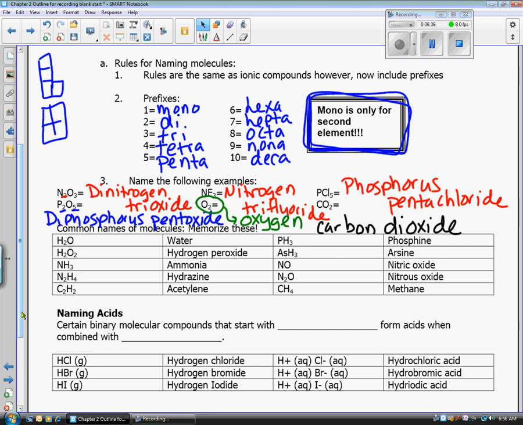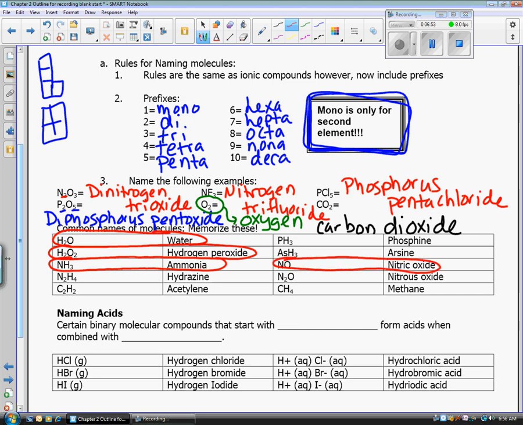Now here's some common names of molecules. You don't have to memorize them all, because you don't use them all that much. But I do want you to know water is H2O, hydrogen peroxide is H2O2, ammonia is NH3. Those 3, and the 3 at the end: nitric oxide, nitrous oxide, and methane. Those are the ones we're actually going to use later on. So those 6 you do have to commit to memory.